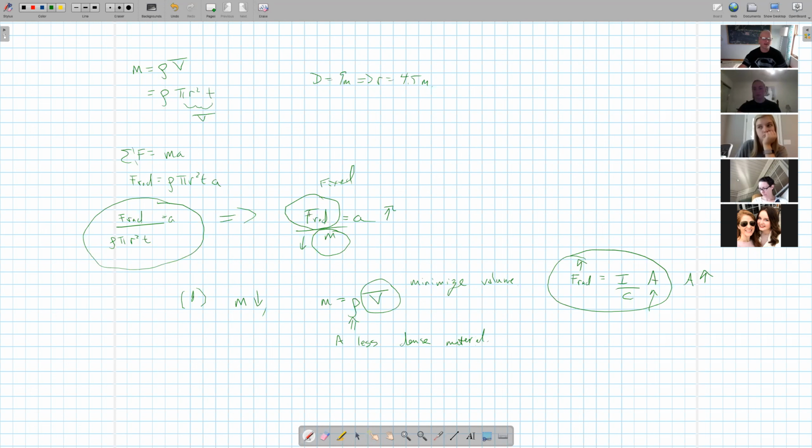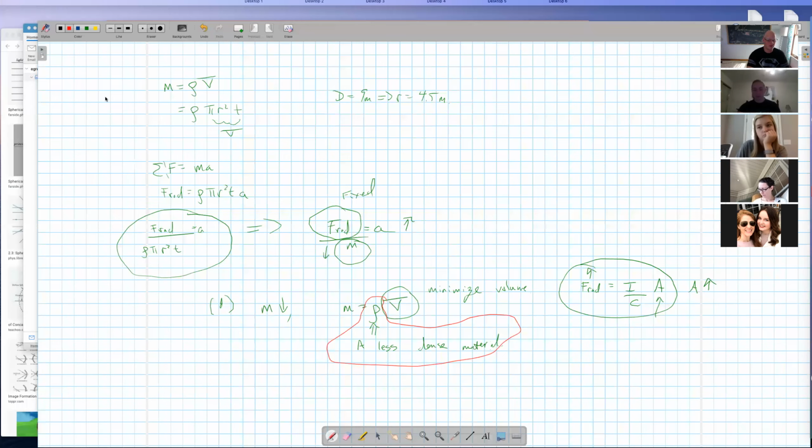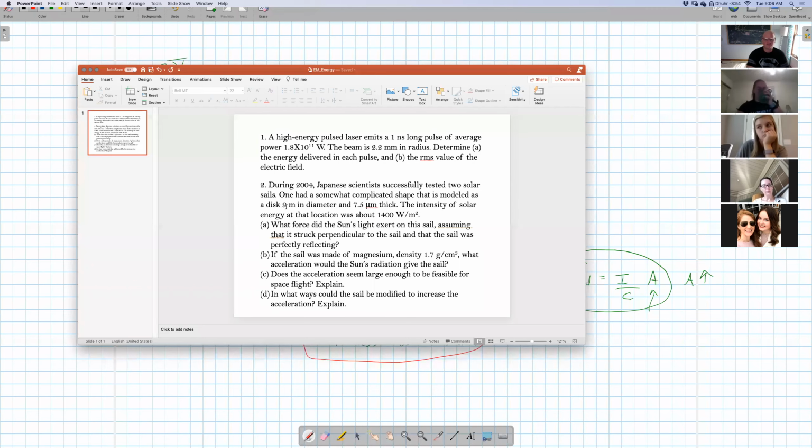So the best thing to play with, the gist of all that, is the material. The way to get it to accelerate the greatest would be to use a less dense material. Right? Because this said that we were using a material that was, where is it? There it is. 1,700 grams per centimeter cubed. So we would have to use something less dense than this. Okay. And that's all the second one.